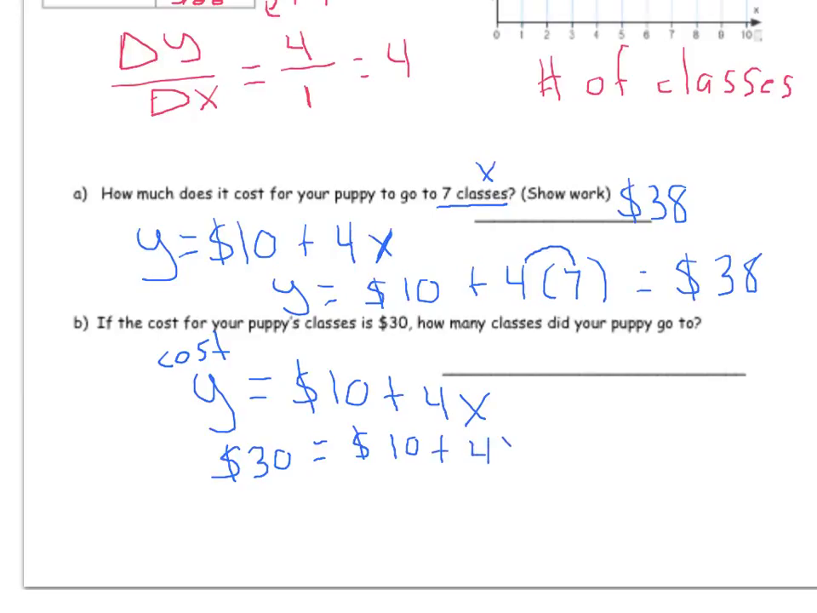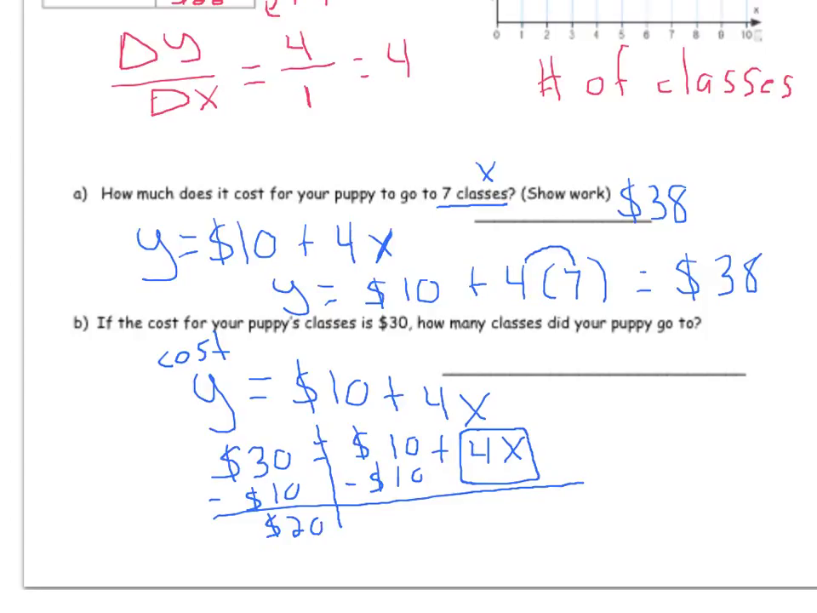Now we can solve for x. So we're first going to subtract 10. That's like saying we're going to subtract the registration fee out of the $30. So when we subtract 10, that leaves us with 20 that we are now going to divide up among the $4. So if we had $20 and each class is $4 apiece, 20 divided by 4, x is going to be equal to 5. So if your bill is $30, you are going to have 5 classes.